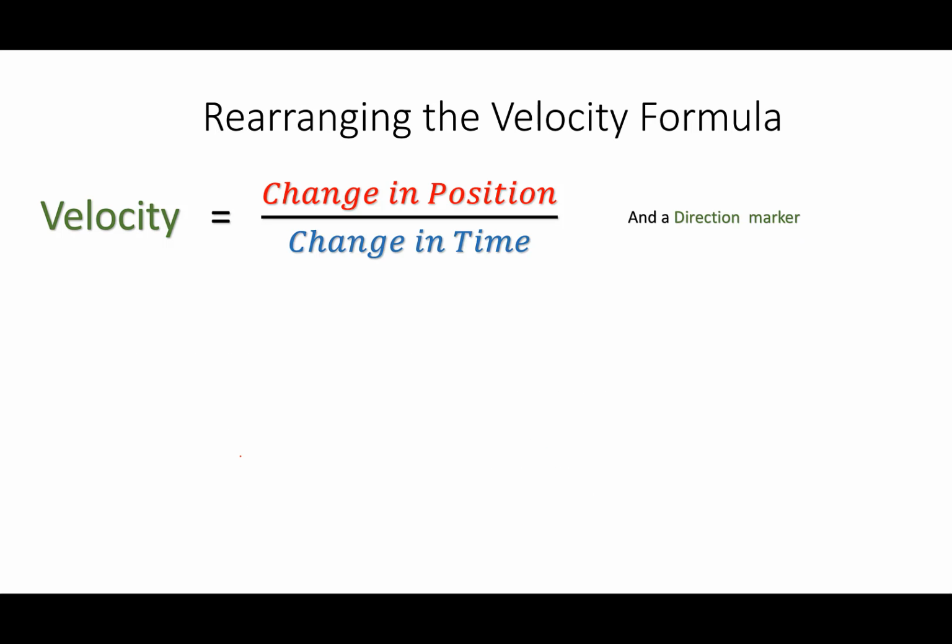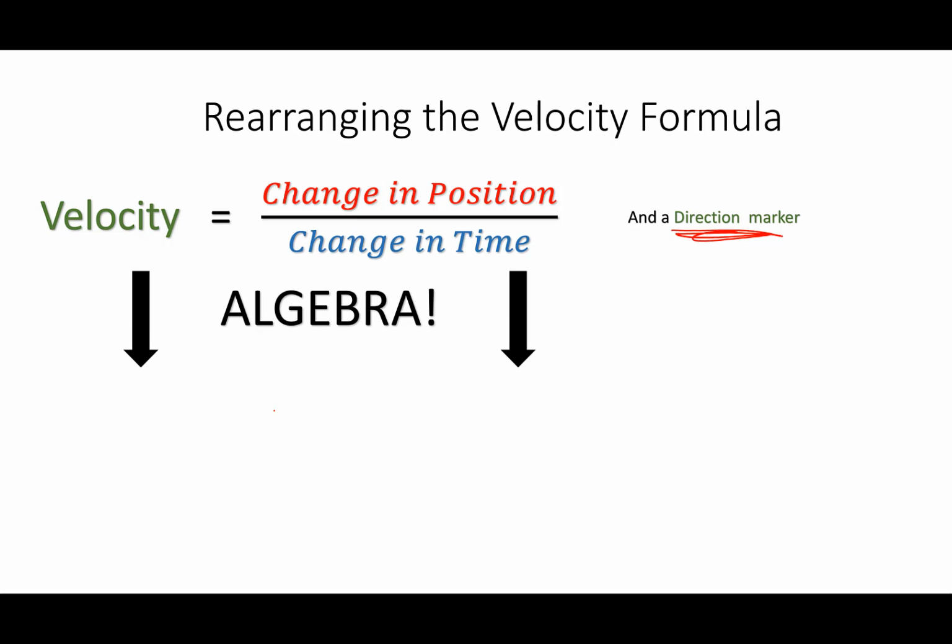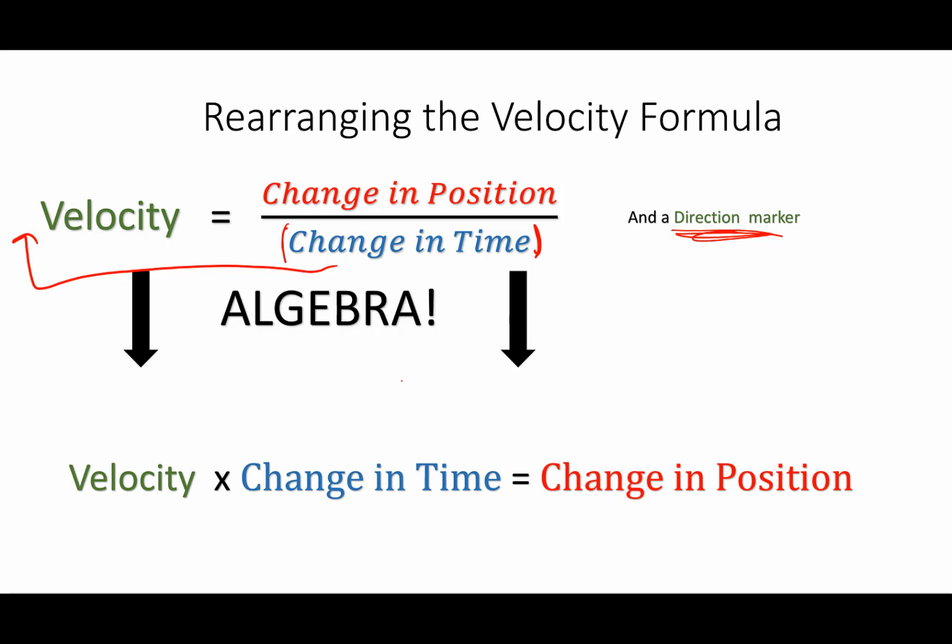So, velocity equals change in position over change in time, and the direction marker. Can't forget about that. If you do some algebra, you can get this alone. Now, to get rid of a divided by change in time, you can multiply by this whole thing. When you multiply it, it moves up here, next to the velocity. So, the velocity times the change in time is equal to the change in position.